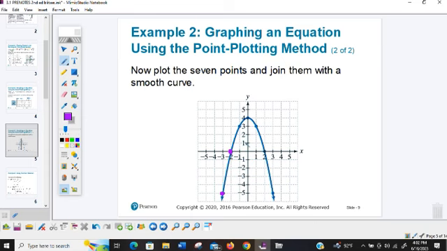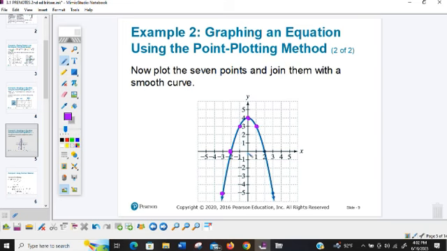The next point was -1, 3. So that means I go left 1, and up 3, because my y was +3. The next point said when x is 0, y is +4. So I don't go right or left, but I go up 4. Next, when x was 1, y was +3. So you start in the middle, go right 1 for the x because it was positive, up 3 for the y because it was positive.